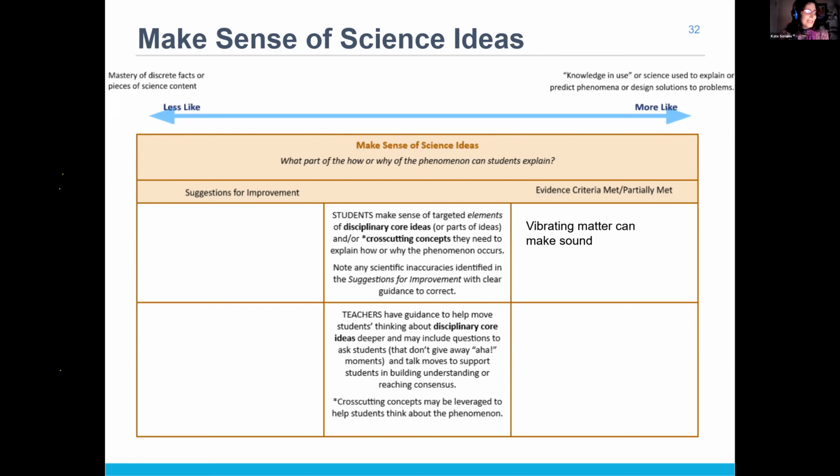Okay, and I know this was a ridiculously short amount of time, but we're only taking a teeny tiny bite. Would you share the evidence that you have gathered that students are building the idea that vibrating matter can make sound? You can cut and paste directly from the lesson. You can paraphrase. But what evidence have you found that this is the science idea that is the focus, and that students are building this idea?